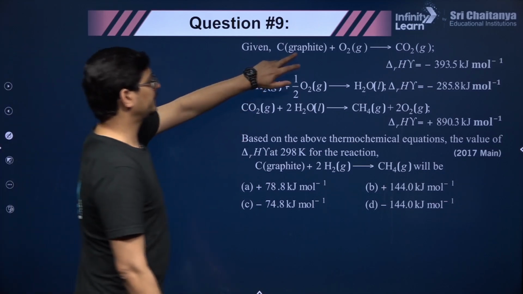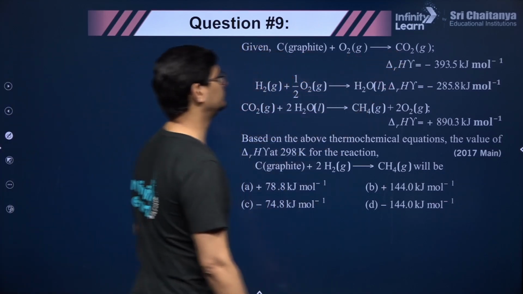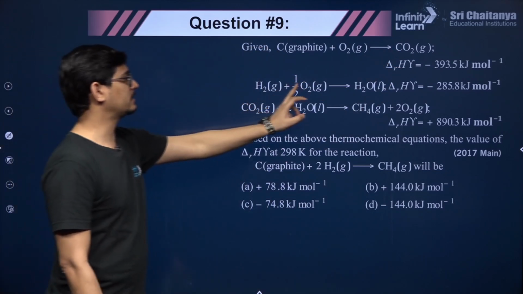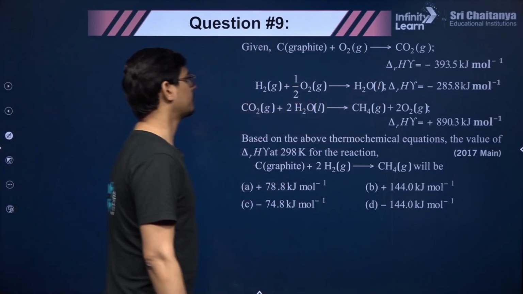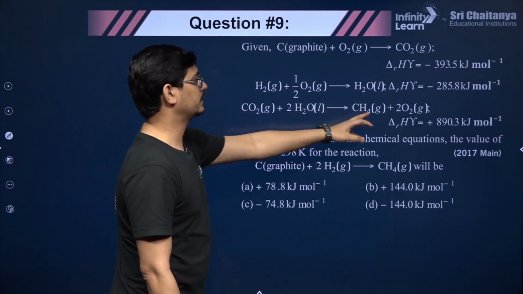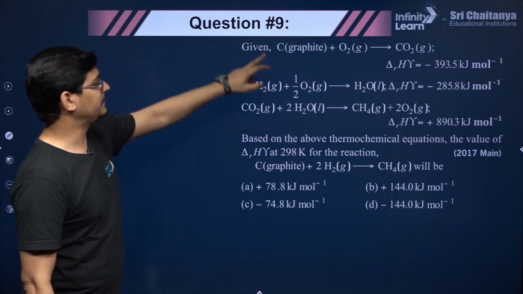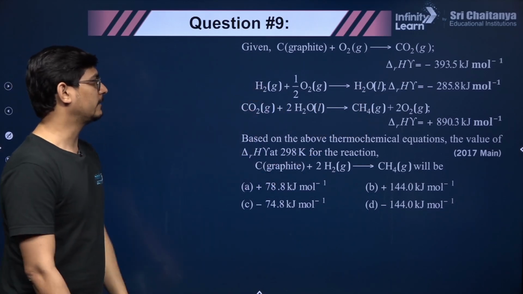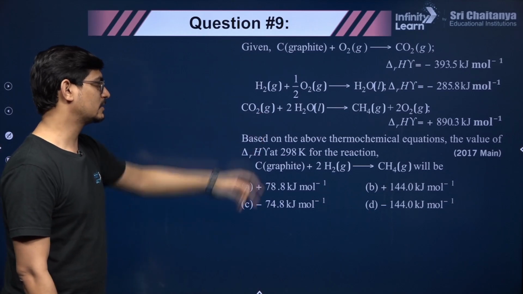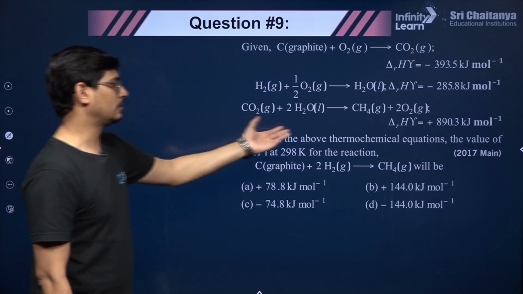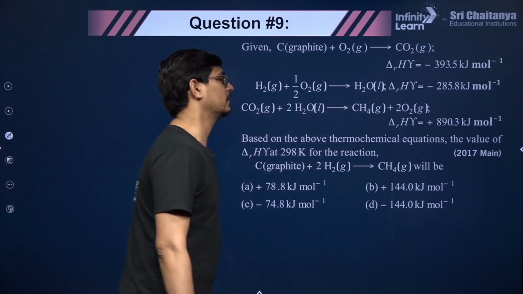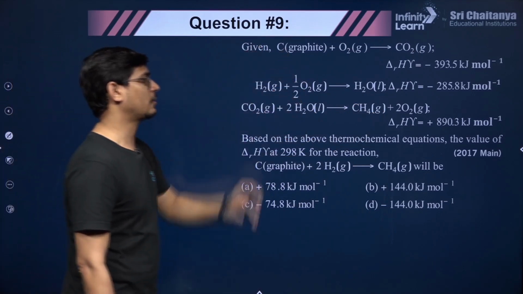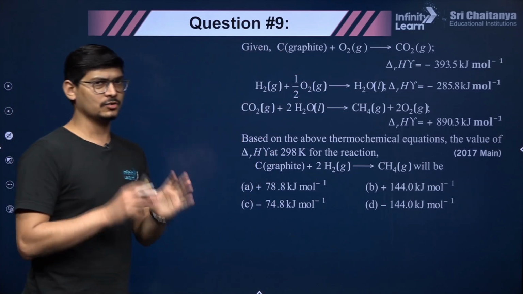So carbon graphite plus oxygen gives CO2, all right. Then H2 gas plus half O2 gives H2O. Carbon dioxide gas plus 2H2O gives CH4 plus 2O2. So you can see first equation is the enthalpy of formation of CO2. Next equation is the enthalpy of formation of water. But this equation is what? It is just a normal reaction, right? It is the opposite of combustion enthalpy of methane, right? So it's a mixture of combustion and formation. We cannot do this question directly. So we will apply Hess's law.